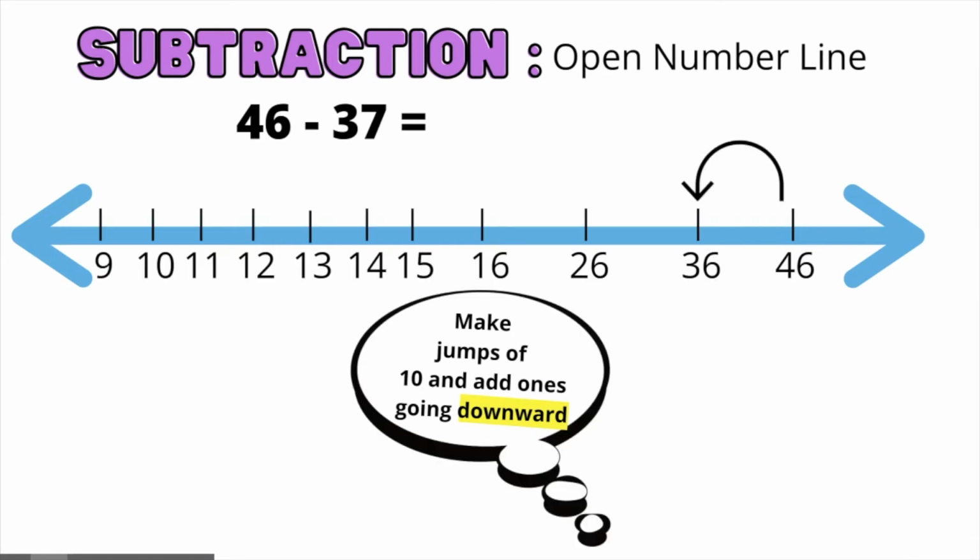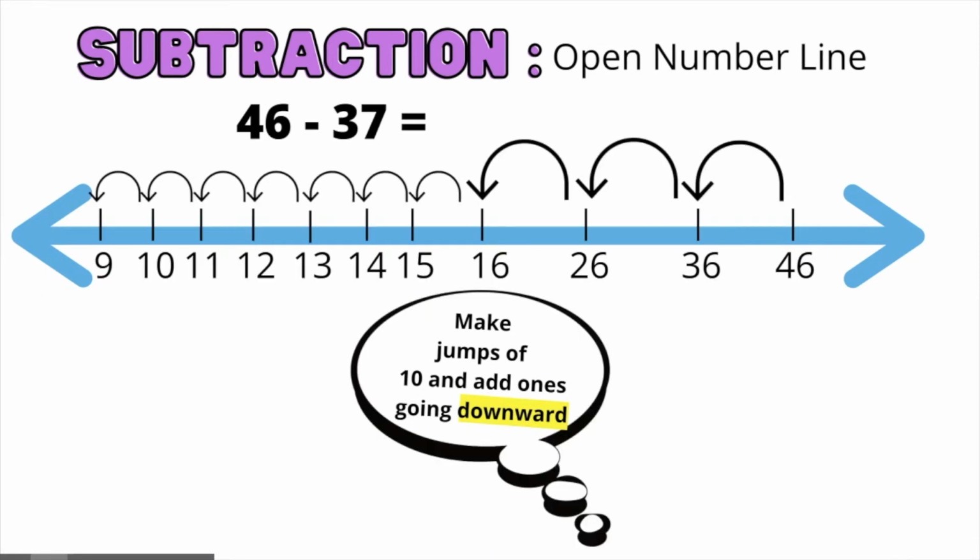So here we have numbers and our little loops. Let's go ahead and look at them very closely. So we are going to jump 37 times. So this is 46 to 36 is 10. Let's go ahead and see what that looks like.